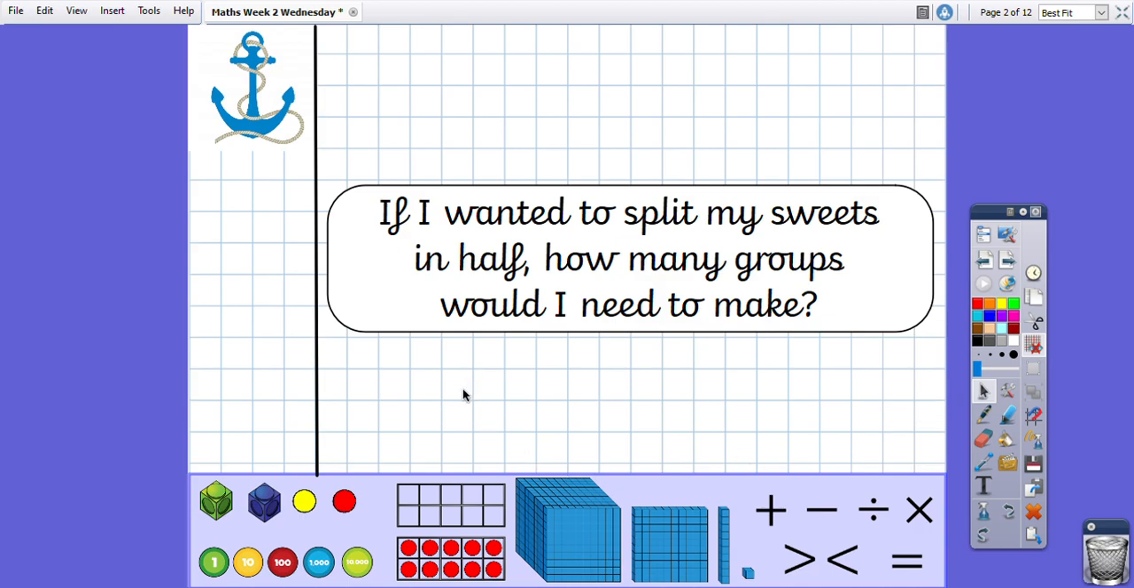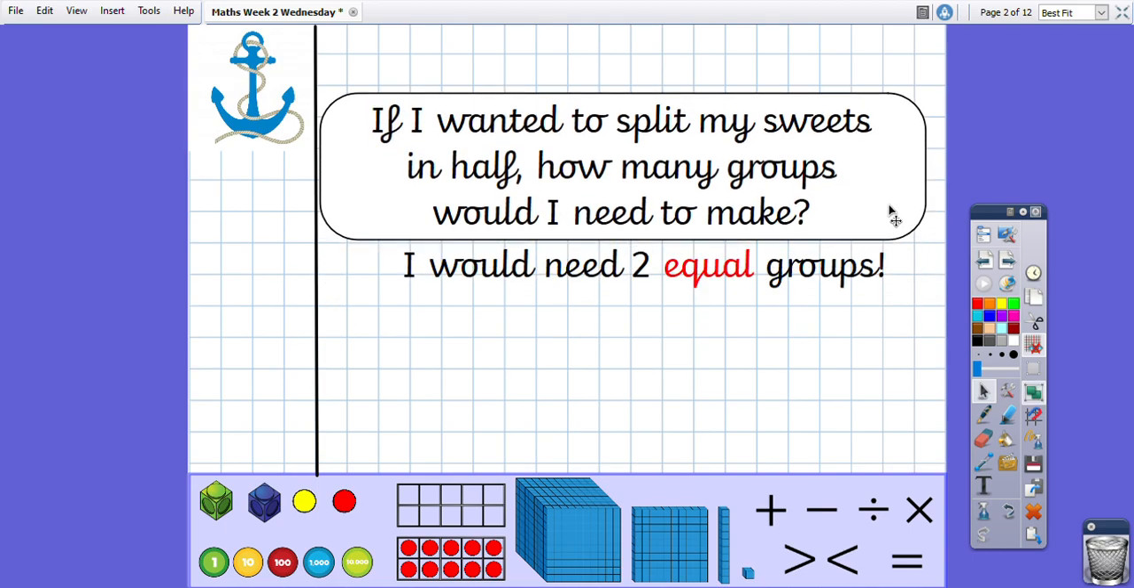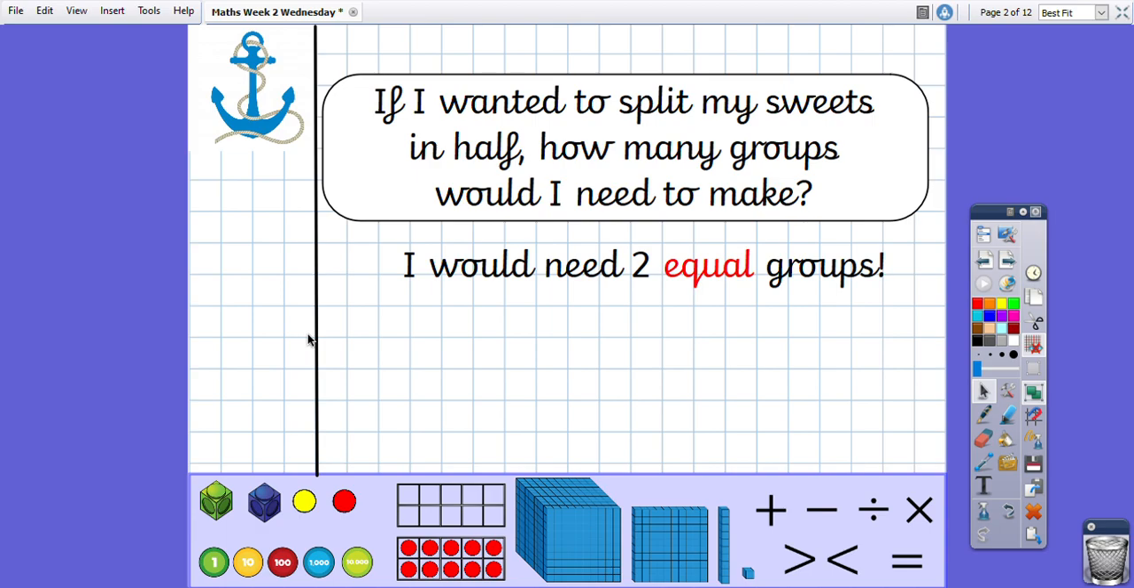Today I want to know, if I wanted to split my sweets in half, how many groups would I need to make? So you can pause the video now if you want and you can work it out. You could get an amount of sweets and split them. But I want to know how many groups I would need to make if I wanted to split my sweets in half. And the answer is I would need 2 equal groups. And equal is the really important part because it's only half if we have the same amount of sweets in each group.